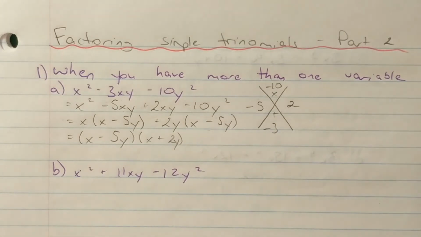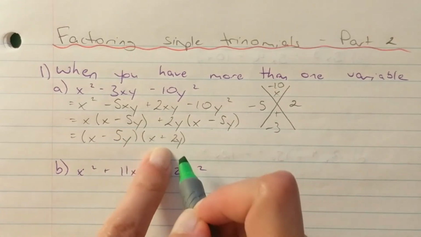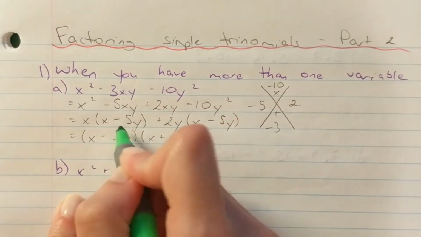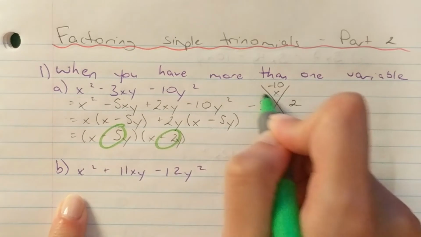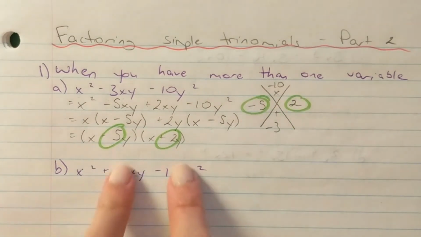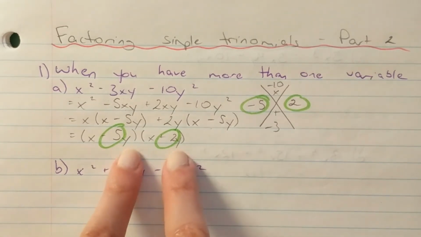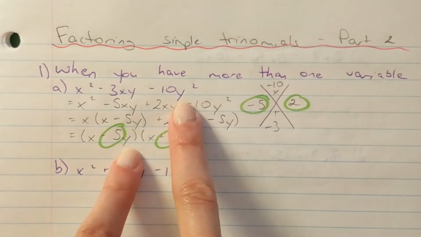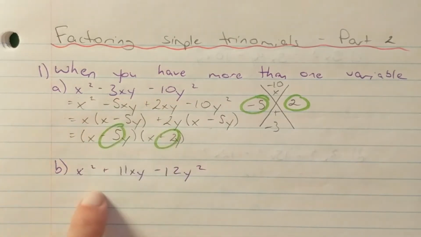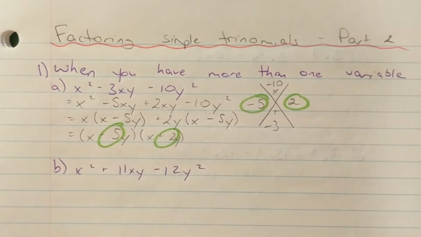Notice how our solution, x minus 5y, x plus 2y, the -5 and the +2 are once again the same numbers that we just came up with. Except this time around, we added the y at the end. The reason that we had to add the y is because we knew we had a y squared in our last term, and we had a 3xy in the middle, so we knew y had to be involved, and that's where y is going to stick in our final answer.